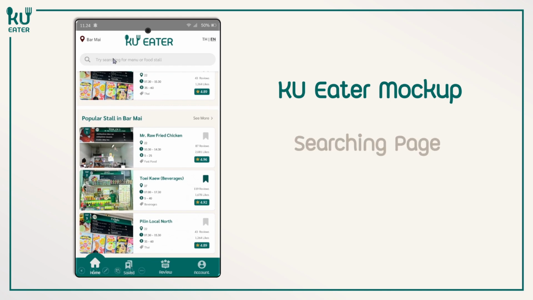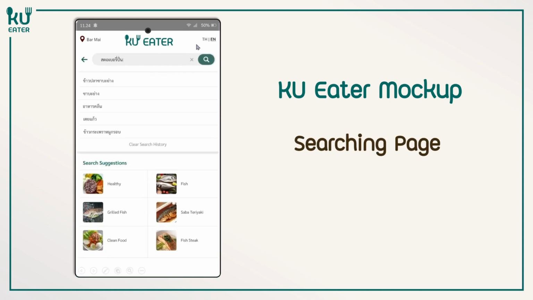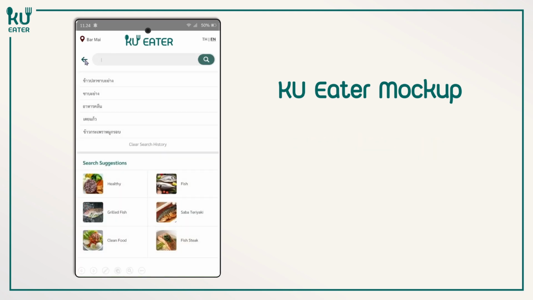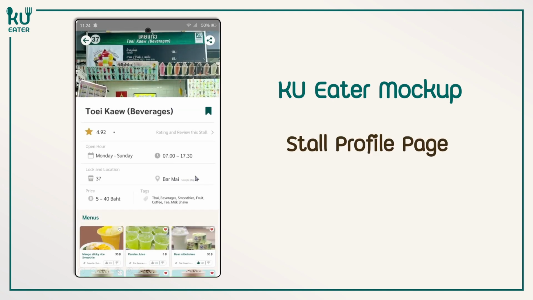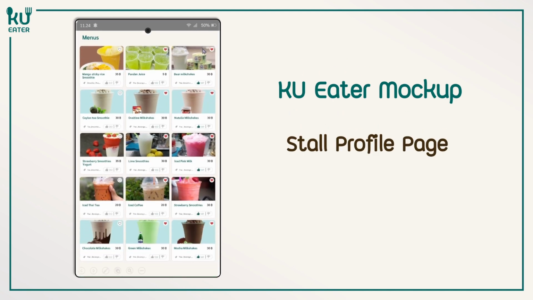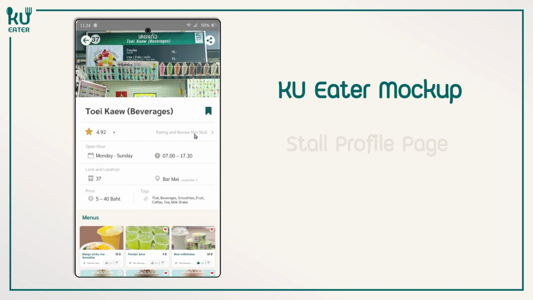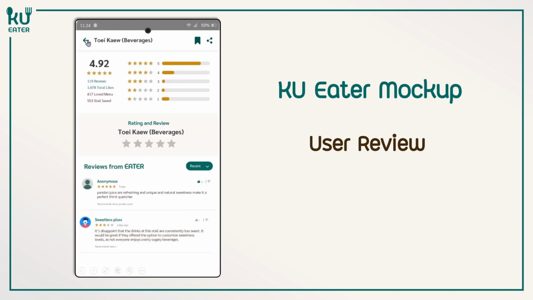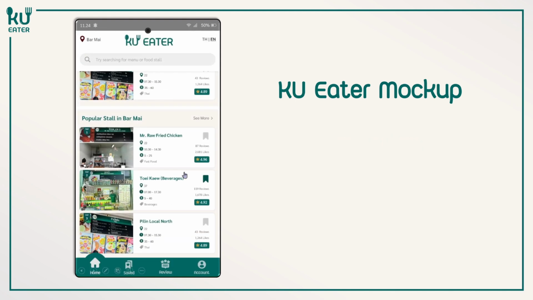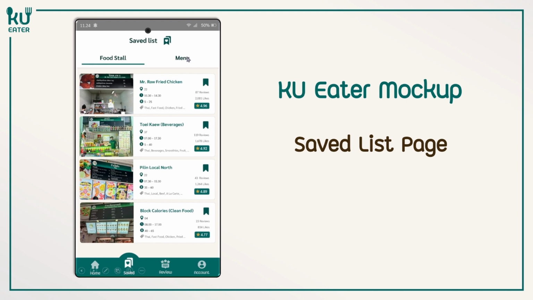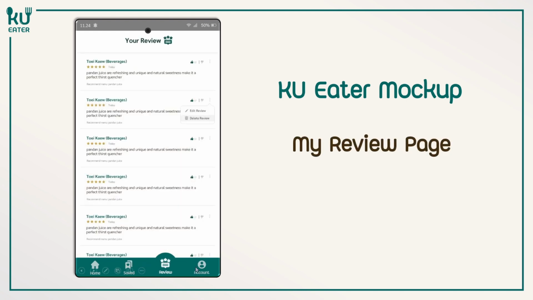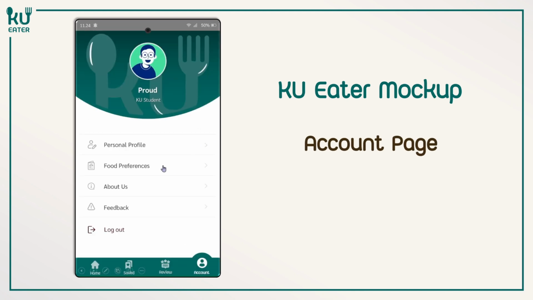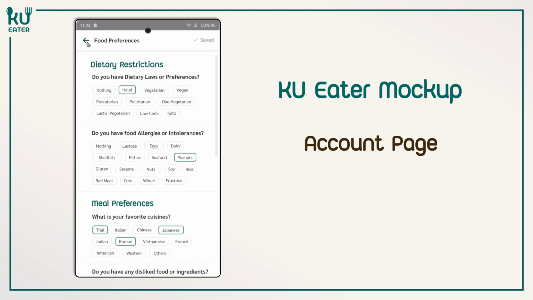Above this page, we have the search feature, which can search for specific keywords and you will find the store or food you want in the cafeteria. And here is the food store profile where the user can see the menu below, and you can tap over here to read the comment section or review and rate the store yourself. Users can also see their saved stores or menus here, and they can see their comments in this part. We also allow users to edit their profile, like name, dietary restrictions, or meal preferences, anytime as they need.